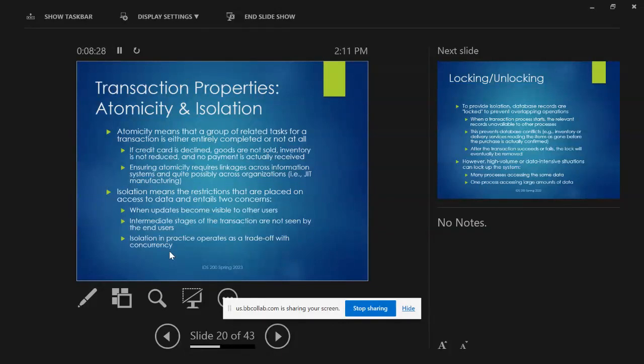All right. Well, transaction systems have their own properties that are similar to ACID properties, but implemented a little bit differently, defined a little differently. So for transactions, atomicity means that a group of related tasks for a transaction either gets entirely completed or not at all.